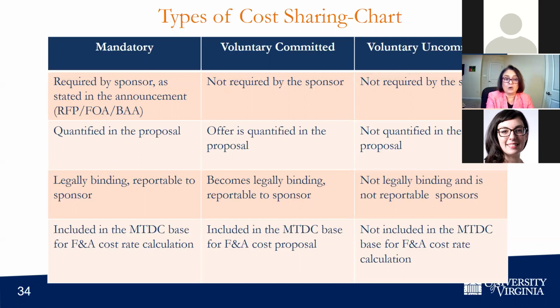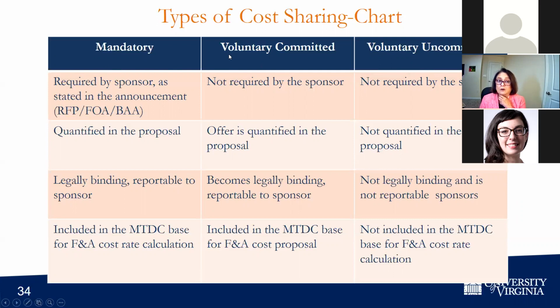Instead of saying core lab support in the form of $100,000 is available for this proposal, we go to voluntary uncommitted cost sharing and we say core lab support is available for this work. So we do not quantify, and that's how we make it voluntary uncommitted cost sharing. So this is the difference between mandatory, voluntary committed, and voluntary uncommitted cost sharing.